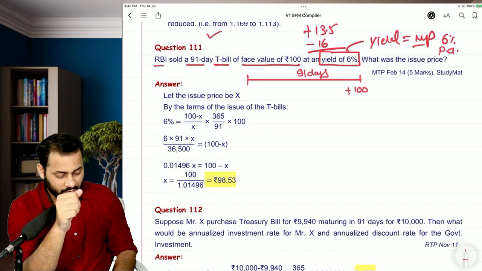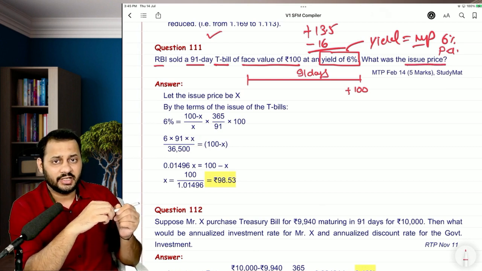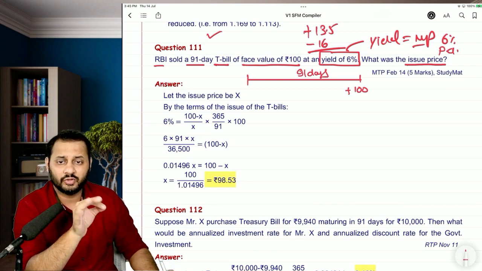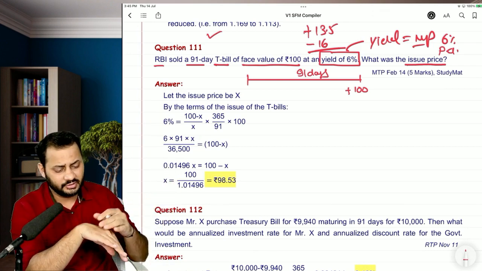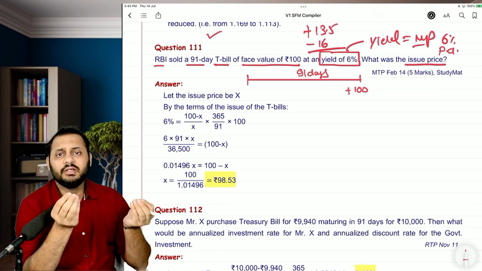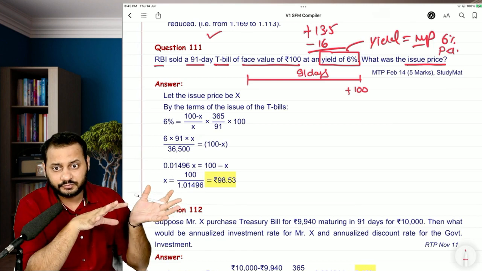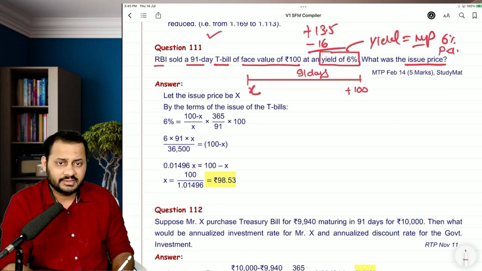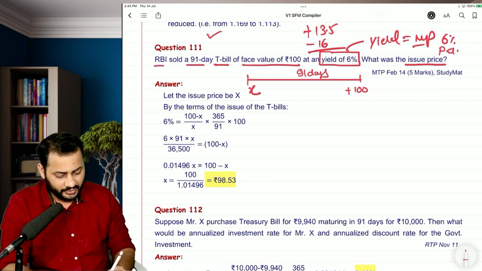So what has been asked is the issue price. To calculate the issue price, you can do it by using the simple compound amount formula. You don't need to learn all these things, it's okay, but you can use the compound amount formula or the simple interest formula as well to calculate this. Let's say the price is X at this point.